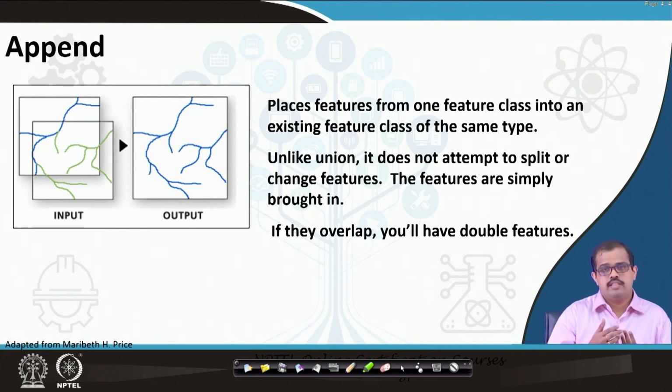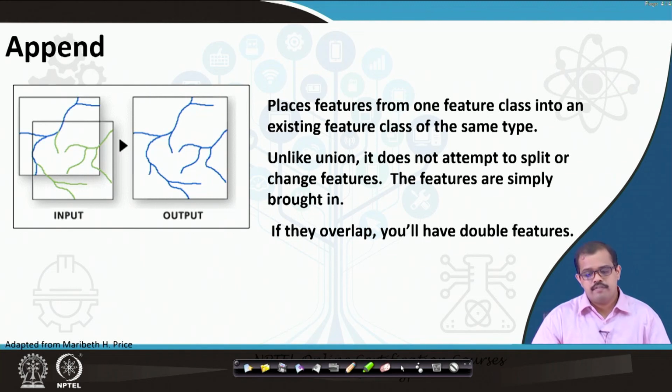That's it. Whether it is correct or not, whether the topology is correct or not, it doesn't look at it. If they overlap, you will have double features in your database. So that is one of the issues with append.